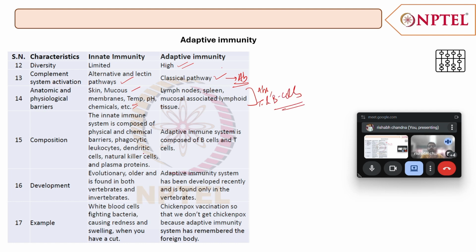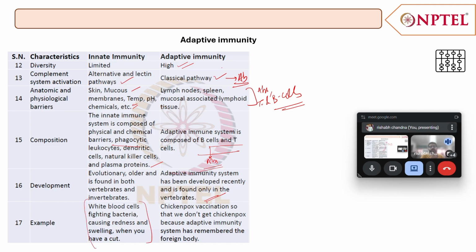Composition: innate immunity is composed of physical and chemical barriers, phagocytic leukocytes, dendritic cells, NK cells, and the plasma proteins, the complement proteins. For the adaptive immune system, we have the B and T cells. B cells basically secrete the antibodies. In development, innate immunity is evolutionarily older and is found in both vertebrates and invertebrates, while the adaptive immune system is only recently found in vertebrates only. They are not found in the invertebrates. For example, WBCs fighting bacteria, causing redness and swelling when you have a cut, is an example of innate immunity.